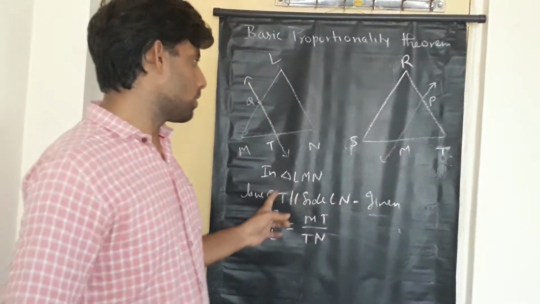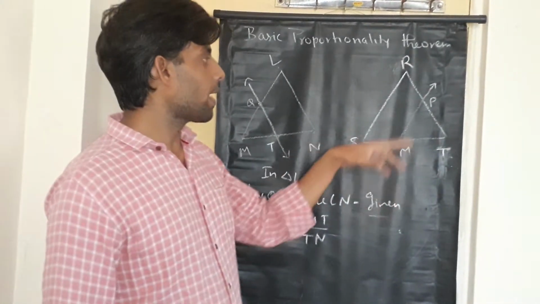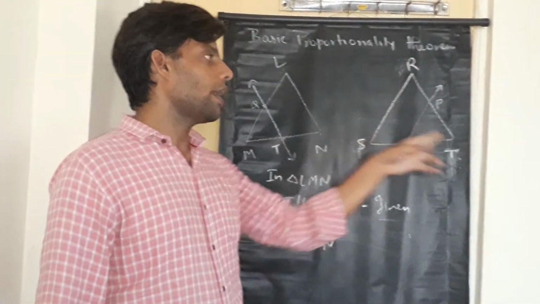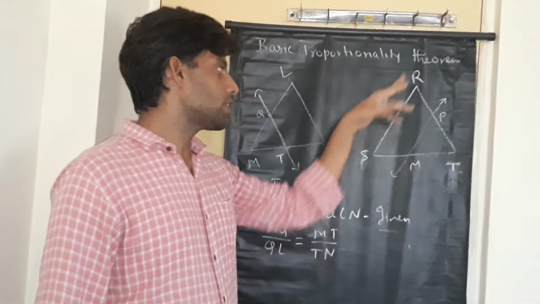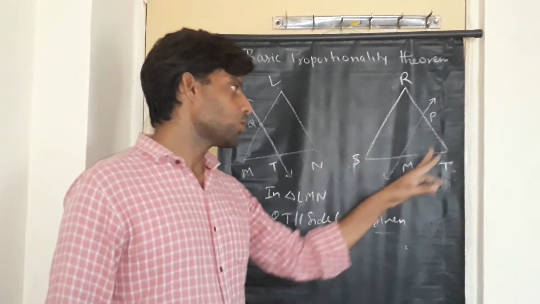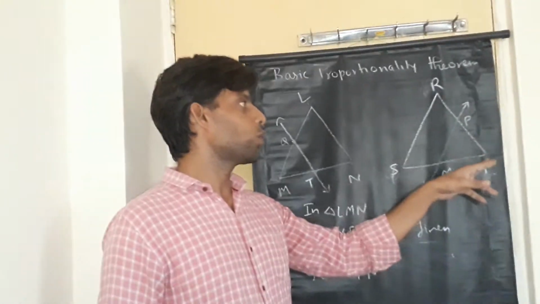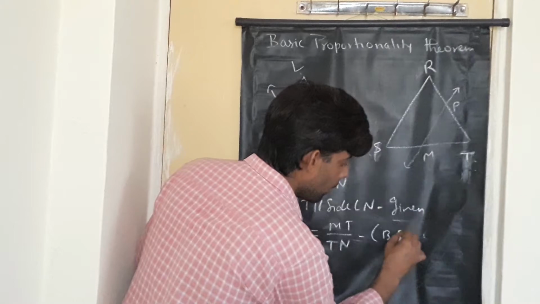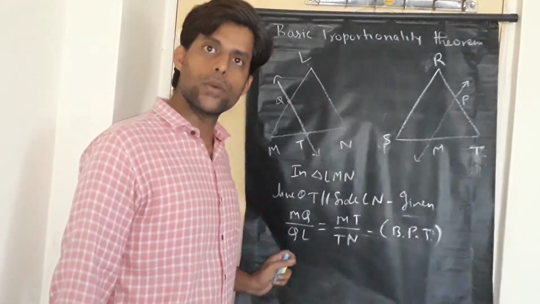Now I want you to answer the same for the second triangle. Let's try this. So what is the name of the triangle? Yes, it is RST. So we can say in triangle RST, we have the line PM which is parallel to side RS, given, and then the ratios. So we'll say TM upon MS is equal to TP upon PR by BPT. That is basic proportionality theorem.